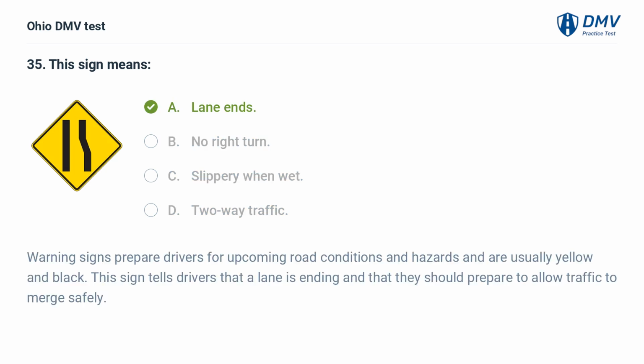A. Lane ends. Warning signs prepare drivers for upcoming road conditions and hazards and are usually yellow and black. This sign tells drivers that a lane is ending and that they should prepare to allow traffic to merge safely.